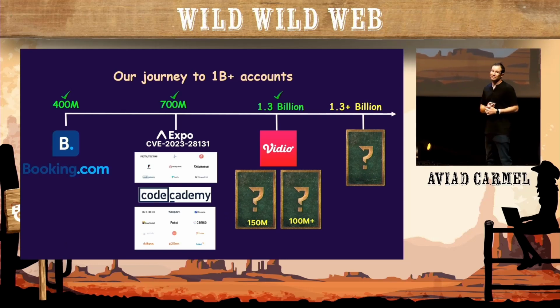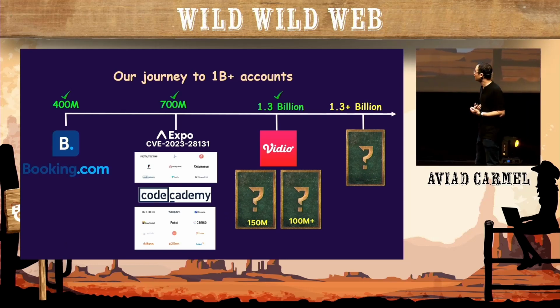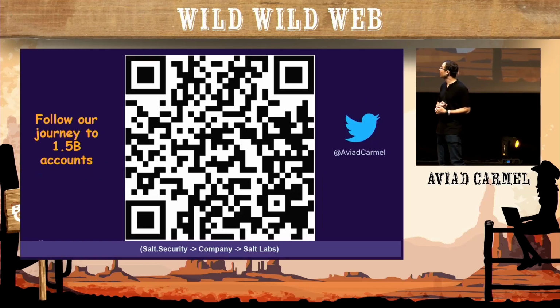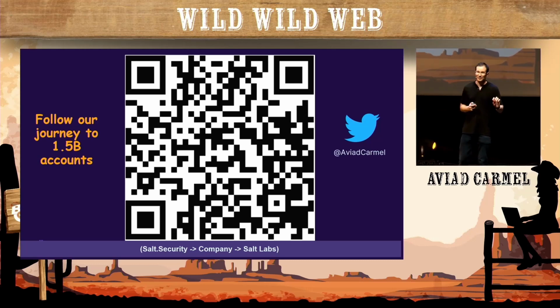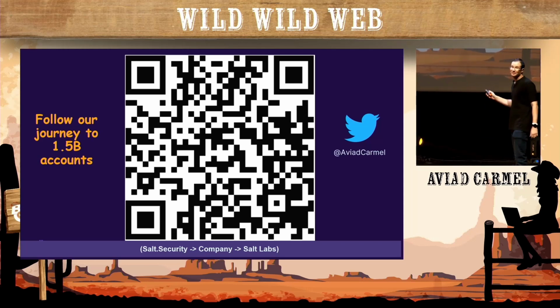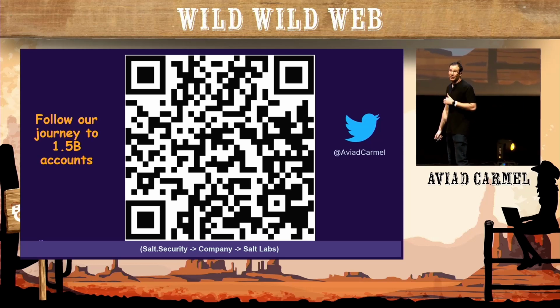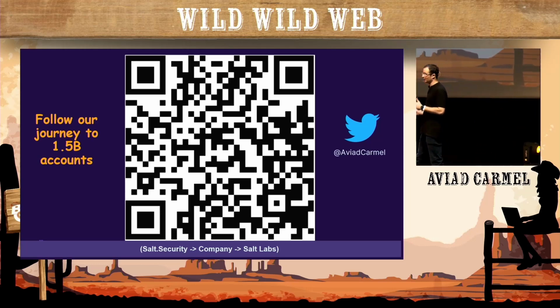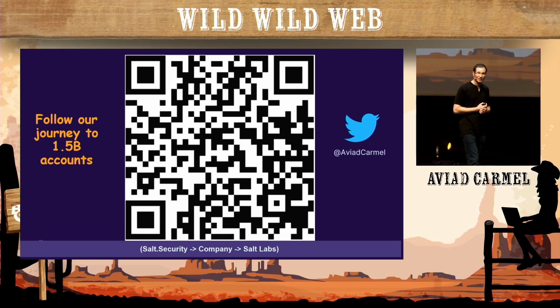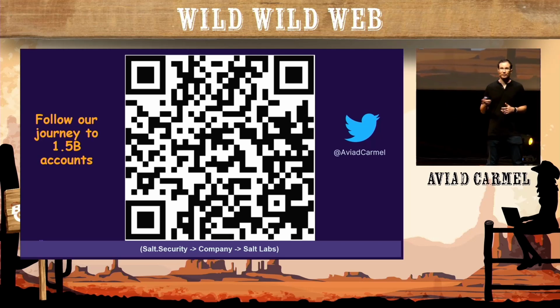Now, I really want to share the names of those targets. I really want, but I can't right now. But if you're really interested to see the names, you can follow us on our blog, in our journey to 1.5 billion accounts. Maybe it will be 2 billion accounts. And you can scan the QR code, take a few seconds to scan it, or you can remember Salt Security Company, Salt Labs. Now, we will publish the next post about those targets in August. Okay, so if you want to scan it or to take a picture, now we have the time.